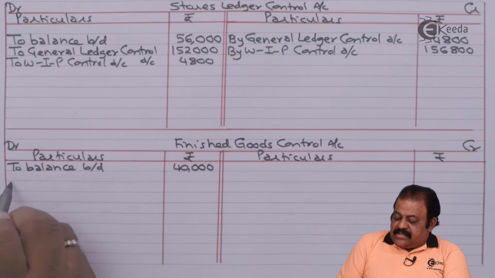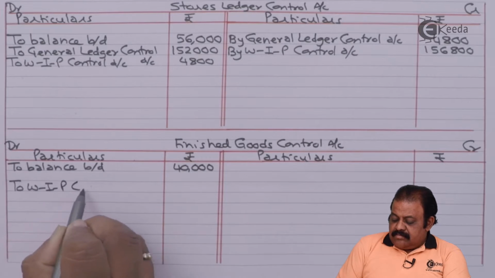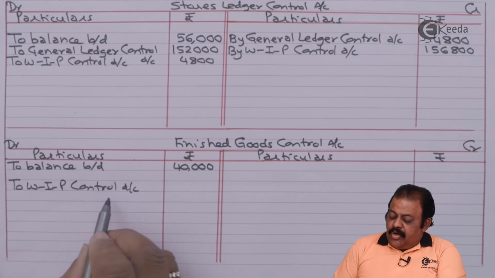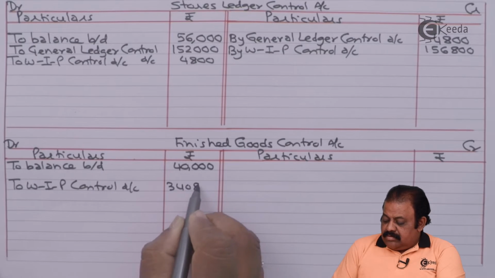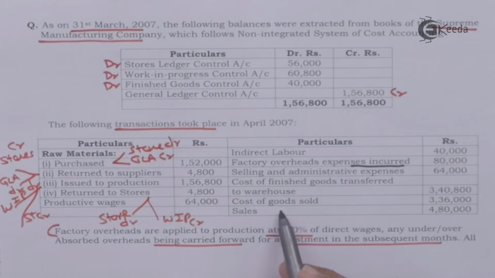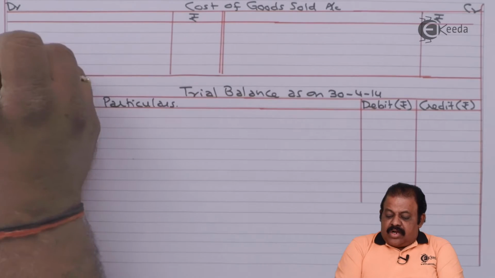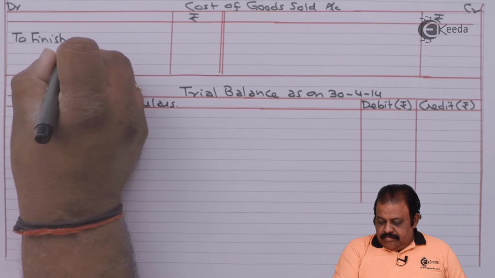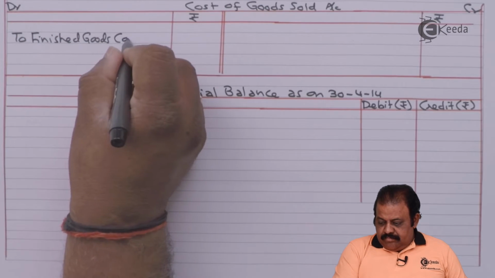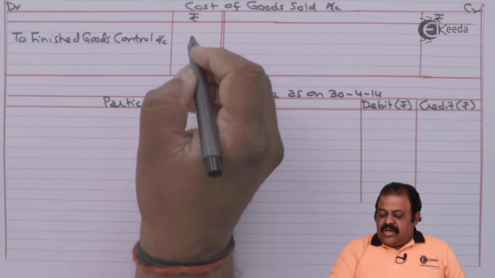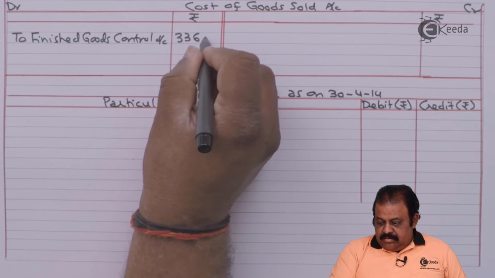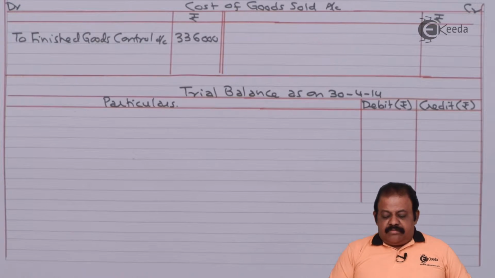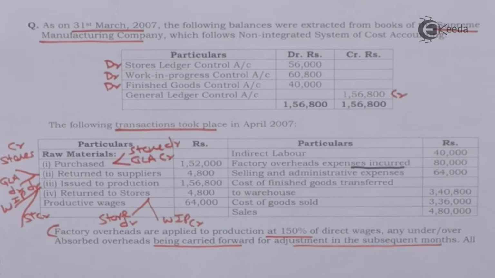This will have another effect in finished goods account. Finished goods control account debit side to WIP control account 3,40,800. Cost of goods sold 3,36,000. This will be recorded in cost of goods sold account to finished goods control account 3,36,000. Sales 4,80,000. This will be recorded in costing profit and loss account and general ledger adjustment account.